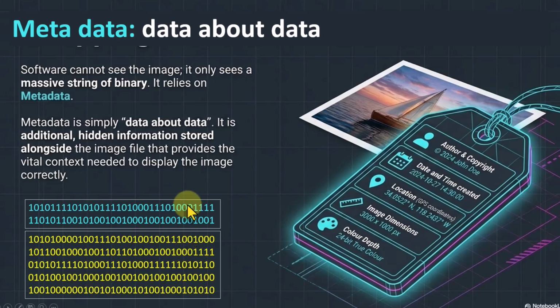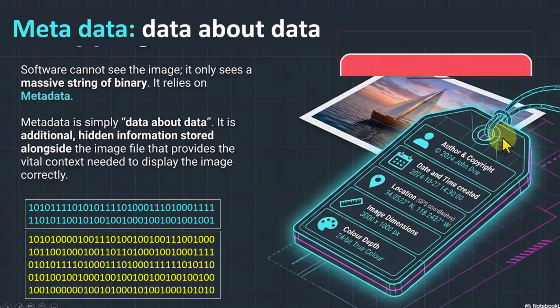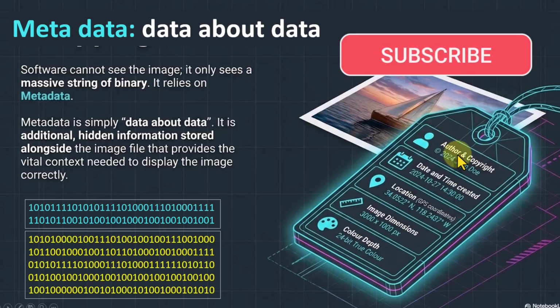That is information about the picture that gives different types of information. For example, it might tell you the author and copyright. It might tell you the day it was created. Maybe it tells us the location where it was created, the dimensions, and color depth.